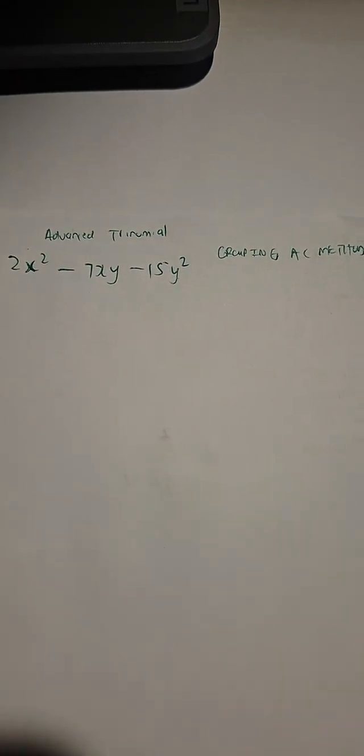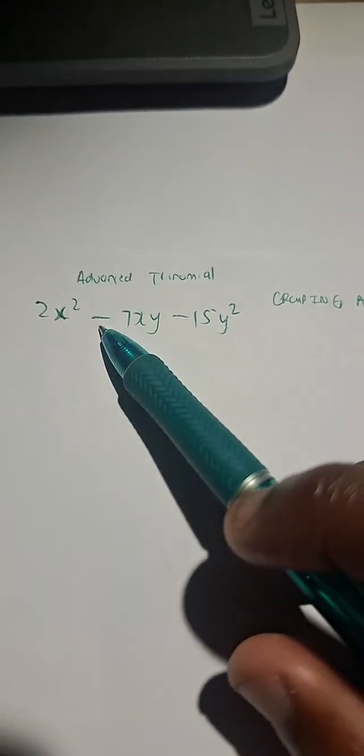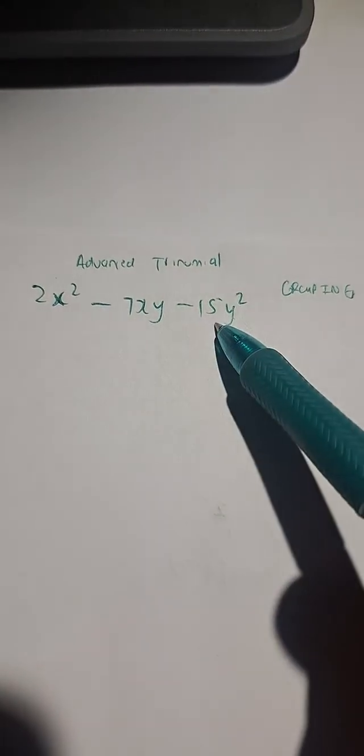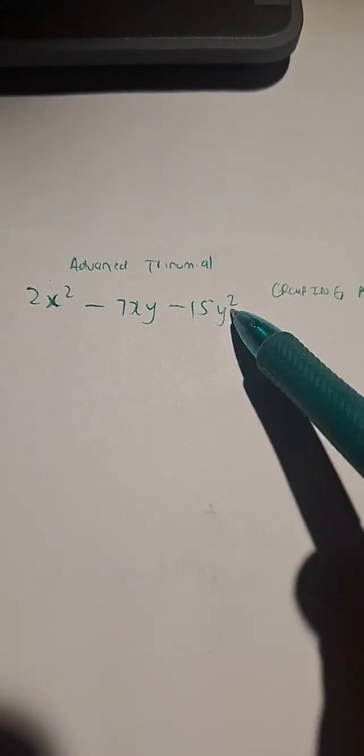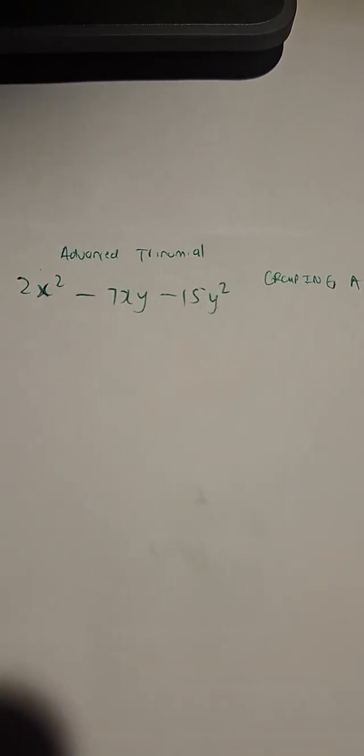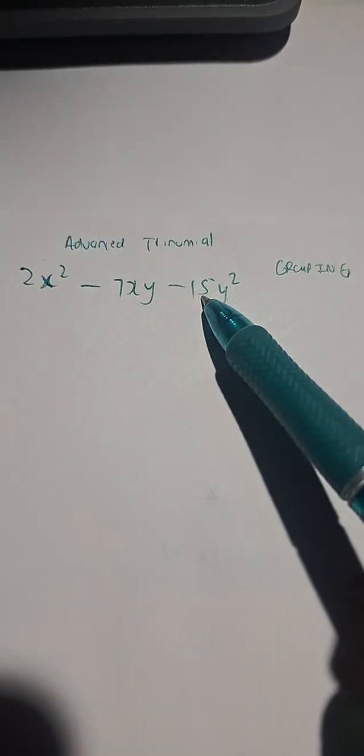Okay, yeah, but this trinomial is not a trinomial that a grade 9 learner will get asked, all right? But a grade 10 learner will be asked this trinomial, and it's specifically taught at the grade 10 level. Unless a grade 9 learner is doing accelerated maths, then of course it's another story. So 2x squared minus 7xy minus 15y squared, the grouping AC method.